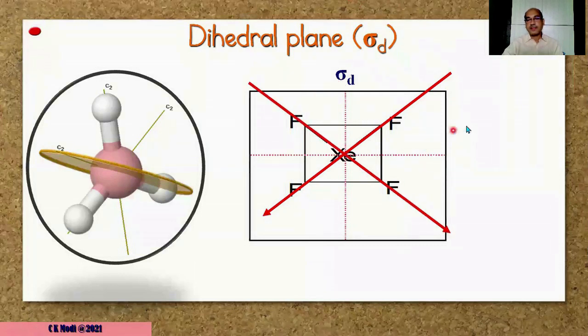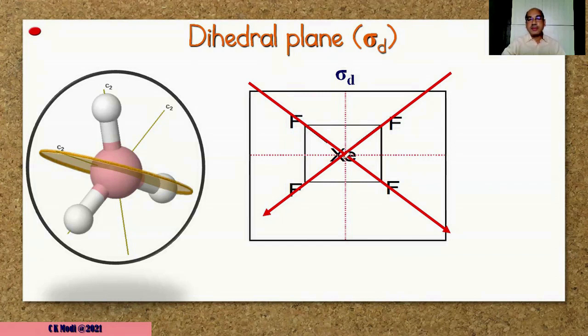Same way, another C2. This is C2. If we rotate by 180 degrees, this fluorine comes over here and this fluorine comes over here. Both fluorines interchange their positions. So this is also C2. The dotted line also reflects a C2. If we rotate this dotted line by 180 degrees, we get the equivalent structure. So this is the third C2, and this is the fourth C2. Actually, in a square planar molecule, 4 C2s are present.